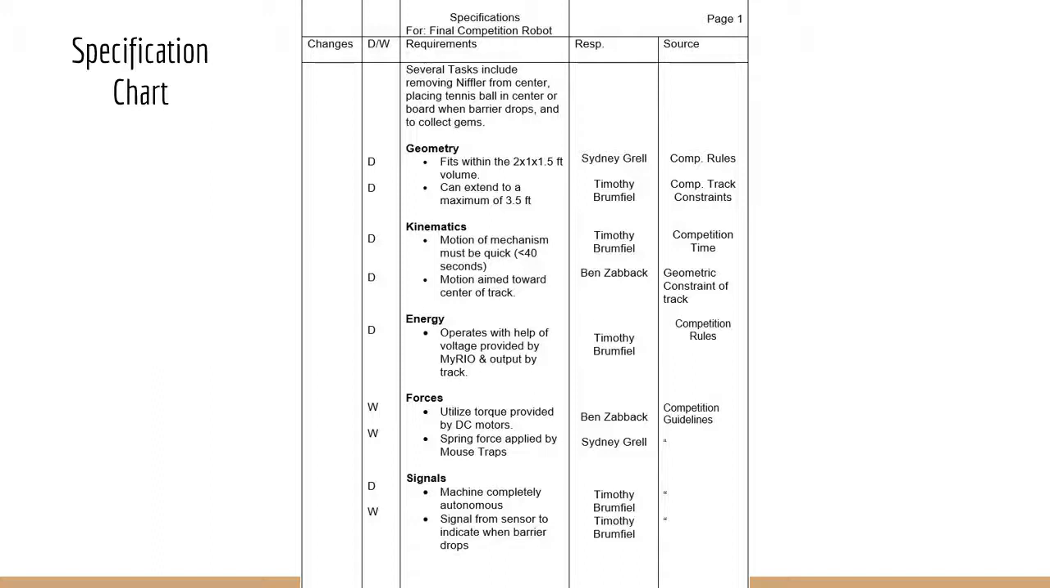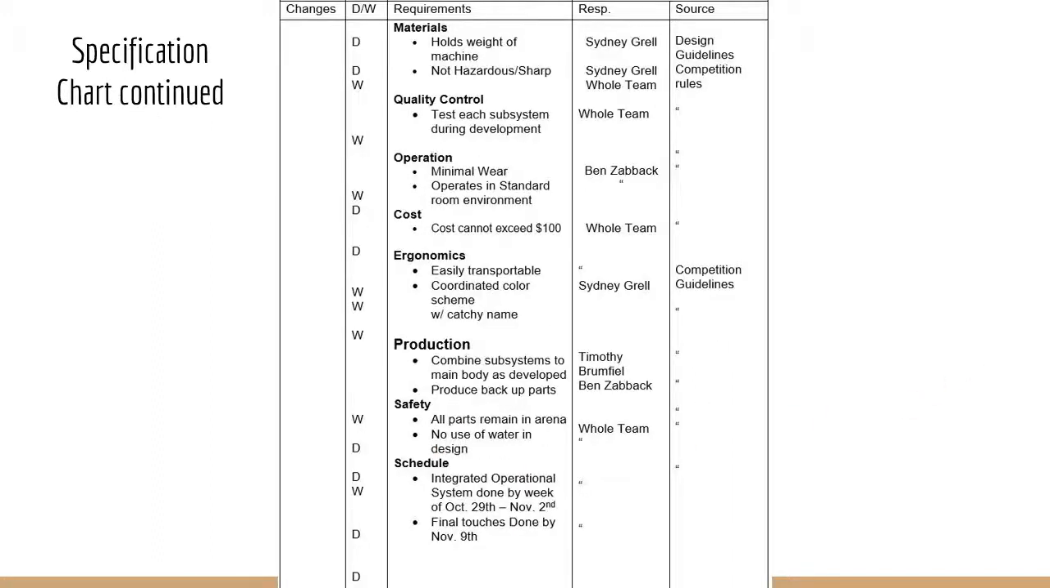Next, we created our spec chart, which lists specifications for our final machine. We found that the most challenging specifications to meet would be first the geometry constraint, that the entire machine fit within a 2 by 1 by 1.5 foot box. Also that the machine can operate completely autonomously. We also found that it would be challenging to create a machine with a cost not exceeding $100, as this limits us a lot in terms of materials we can purchase, and creating a machine within the 4-week time frame given by the project.